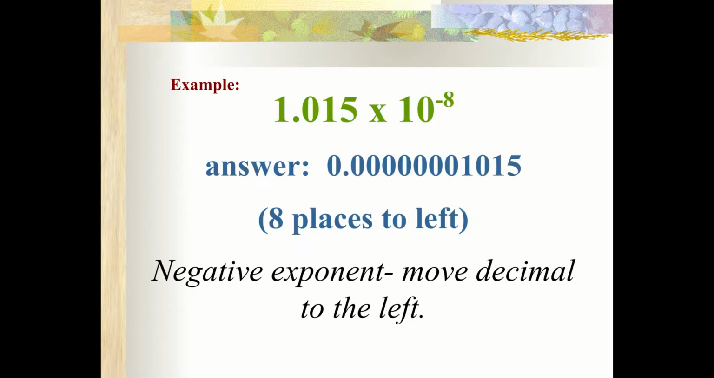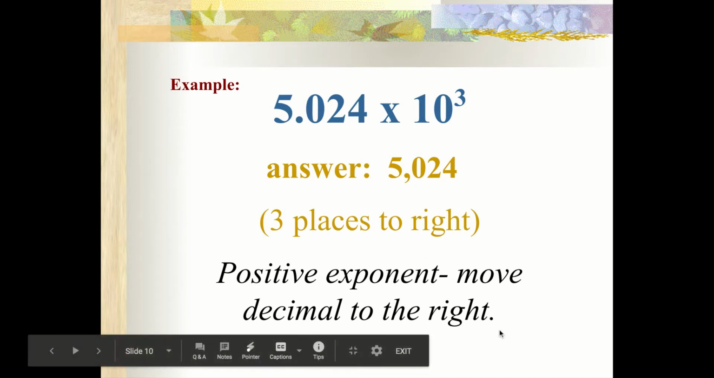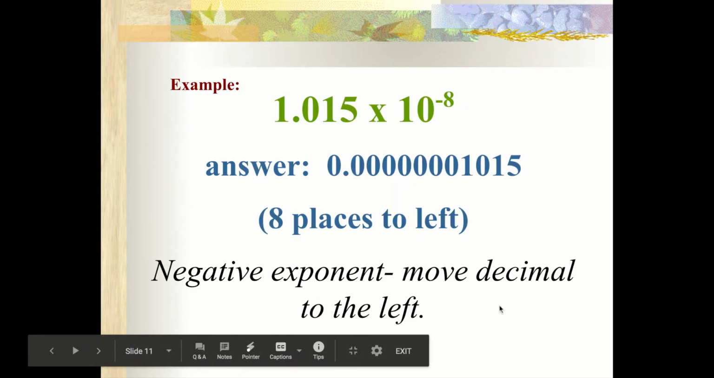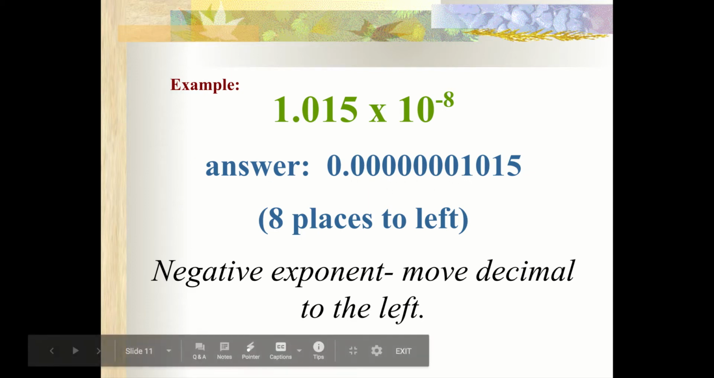Okay. Again, remember the positive exponent, move the decimal to the right. A negative exponent, move the decimal to the left. So I have a negative exponent right here. So I'm going to move this decimal which way? This way or this way? This way. If you said that, you're correct. 1, 2, 3, 4, 5, 6, 7, 8. And what am I going to do with all those places? Well, I'm just going to fill those places in with zeros and put my decimal there. Okay.